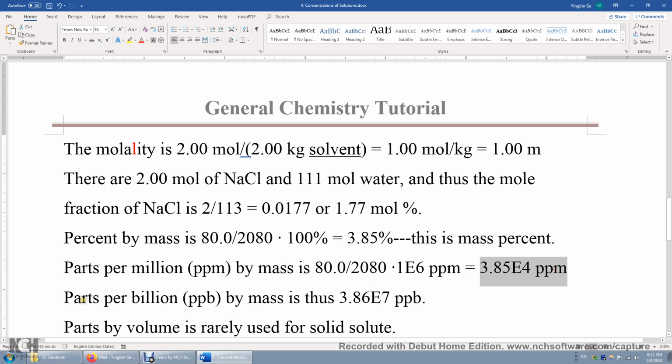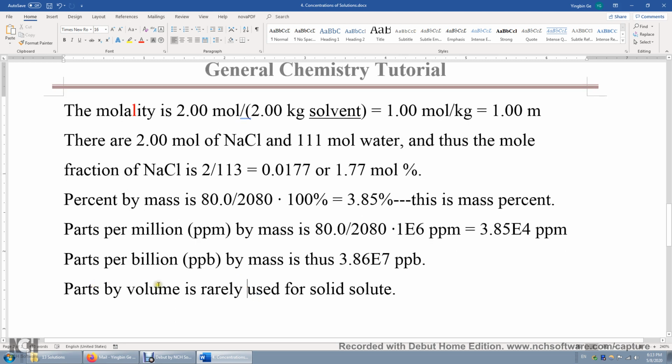You can do ppb, parts per billion, as well. Okay, this is huge. It's more than 30 million ppb. So that's why units are very important. Parts by volume is rarely used for solute, because it's not convenient to measure the volume of table salt.